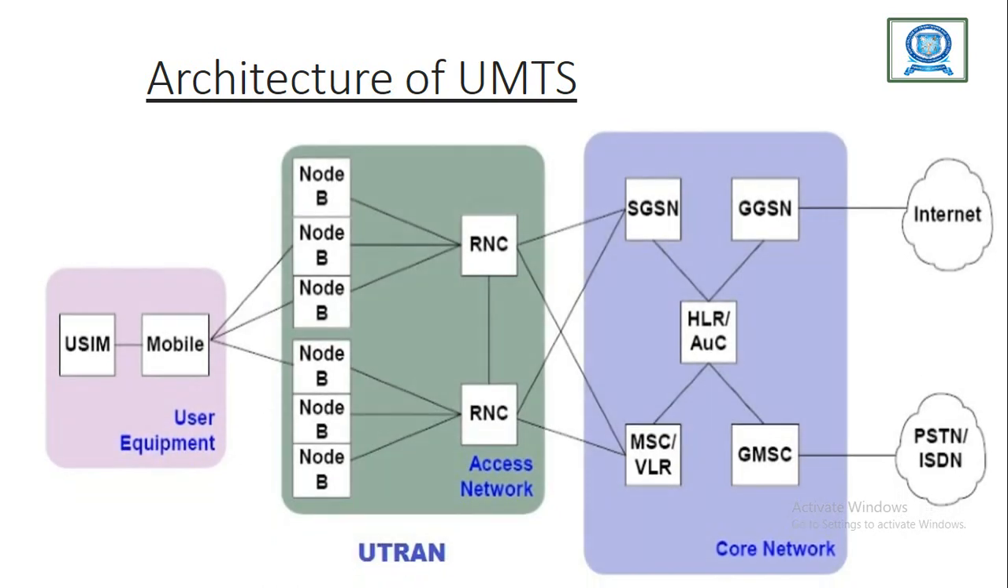This is the architecture diagram for UMTS. Here we have the user equipment, the access network, which is called UTRAN, and the switching networks connected with the internet or PSTN.